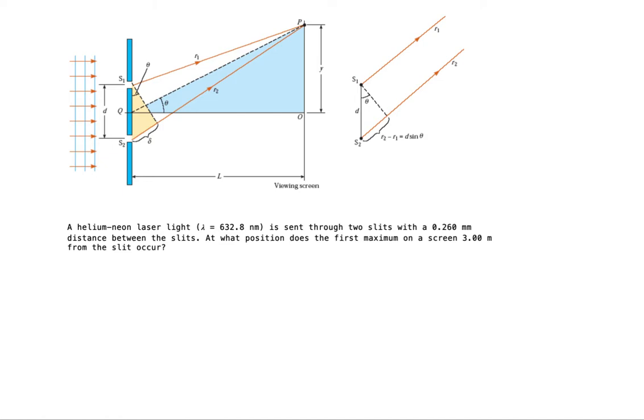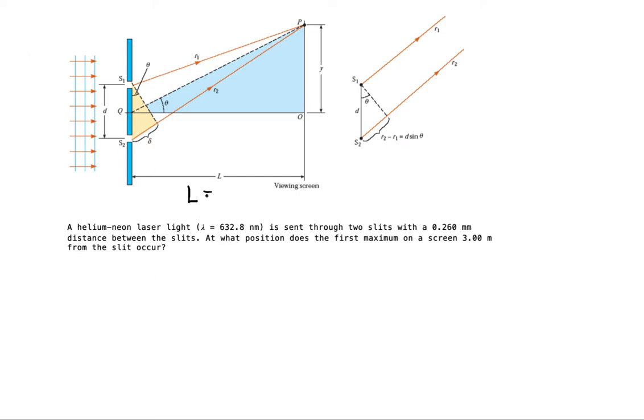A helium neon laser light with a wavelength of 632.8 nanometers is sent through two slits. The difference between the slits in length is 0.26 millimeters. At what position does the first maximum on the screen occur if the screen is 3 meters away?